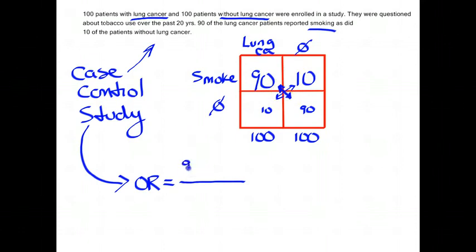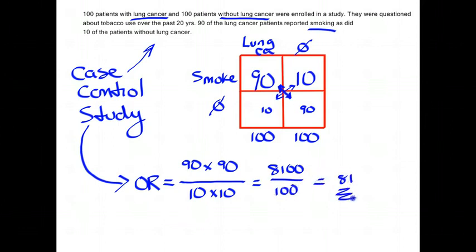So in the numerator we'll have 90 times 90, and in the denominator we'll have the cross product of 10 times 10. And when we work that out, this will be 8100 divided by 100, which comes out to 81. So what this means is that if you had lung cancer, you were 81 times more likely to smoke than if you didn't have lung cancer. So hopefully this helps you understand how odds ratios are calculated from epidemiologic studies and will help you make sense of these numbers when you read these papers.